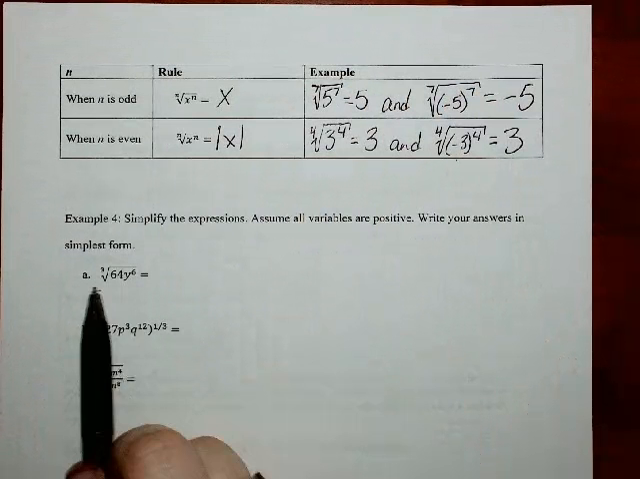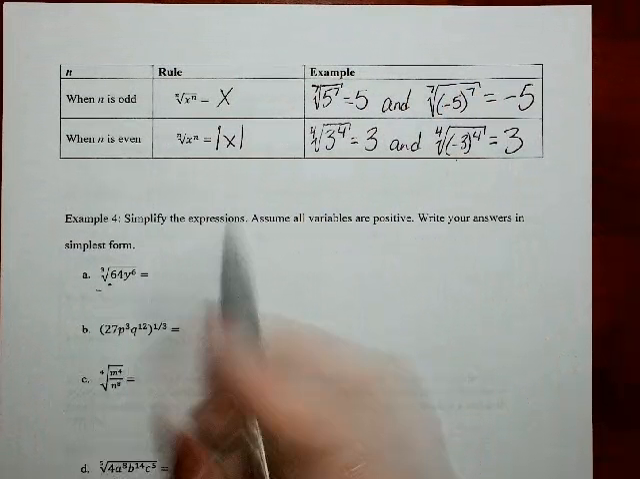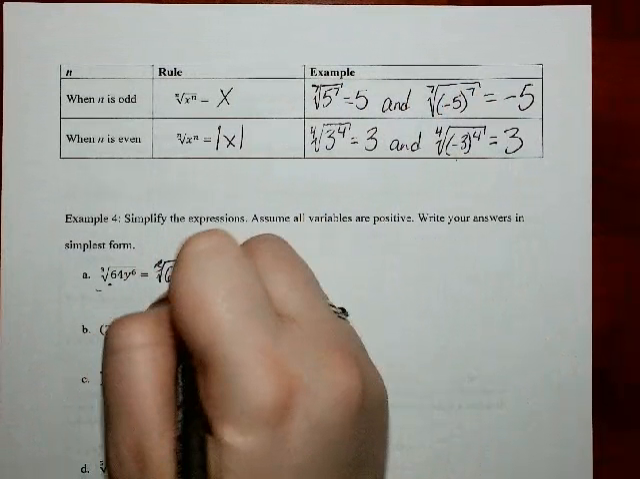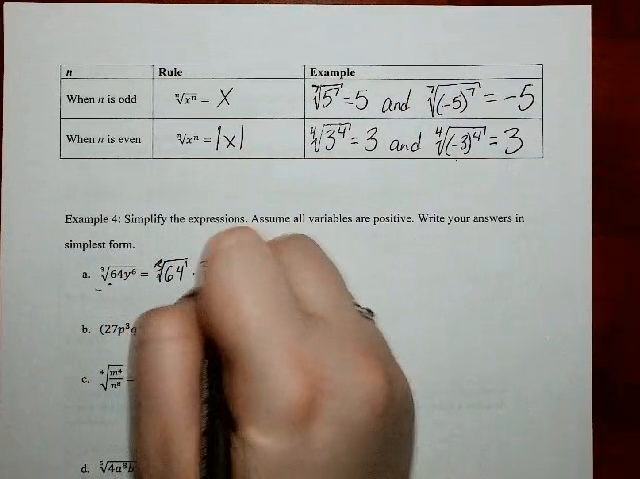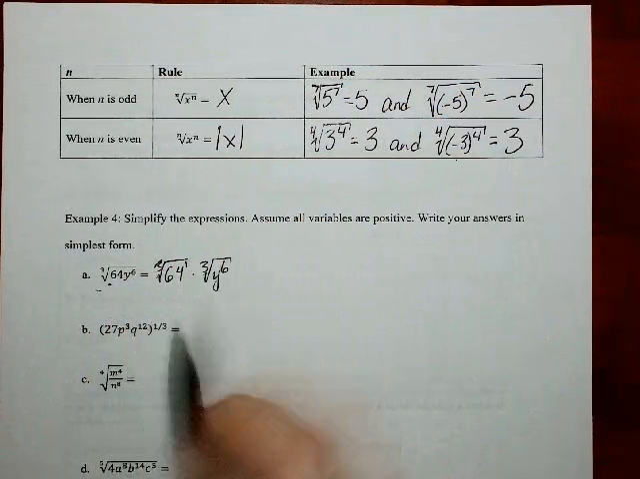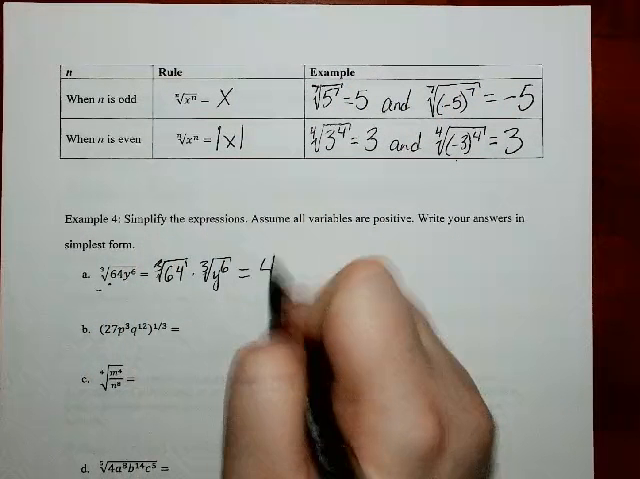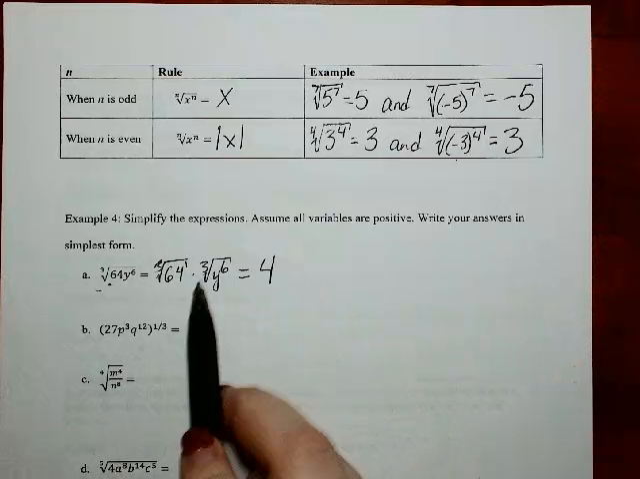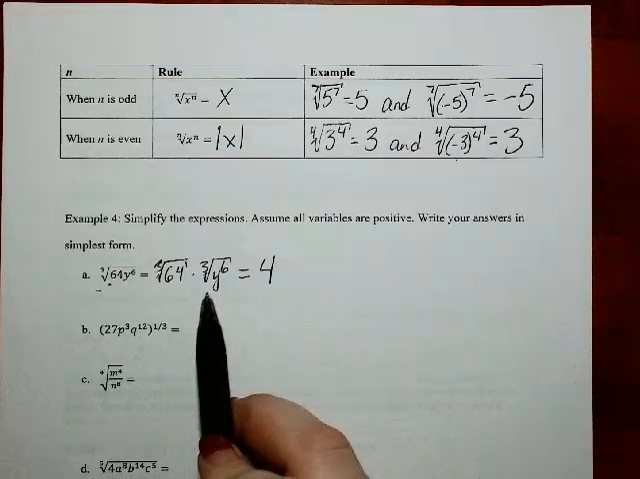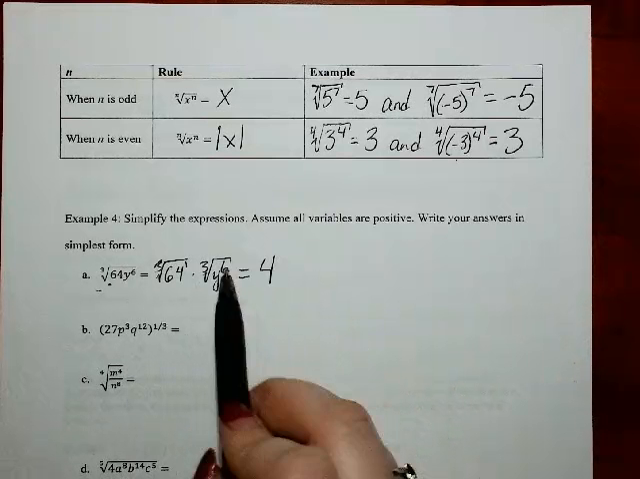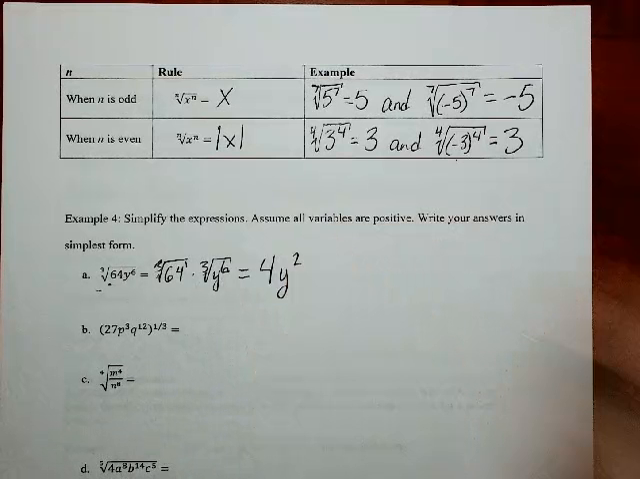So the cubed root of 64, because we can break this apart, cubed root of 64 times the cubed root of y to the 6th. The cubed root of 64 is 4. The cubed root of y to the 6th, we divide our powers here, so 6 divided by 3 is 2.